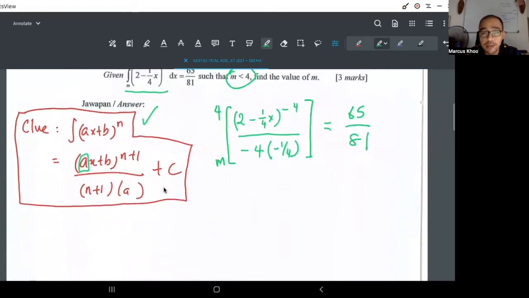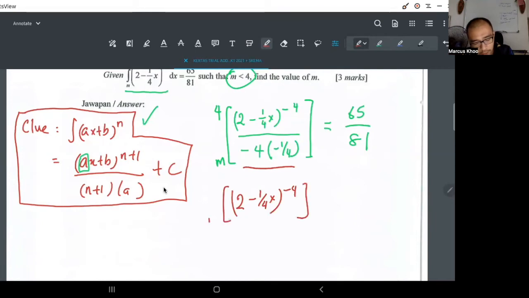So be careful when you substitute this, because it will get a little bit messy. This one will give you 1. So essentially it's just 2 to the power of negative 1 over 4x to the power of negative 4, then you have M and 4 equals 65 over 81. Substitute the 4 in, substitute the M in, and you'll be quite fine. So give it a try and see if you can get the answer M equals 2.